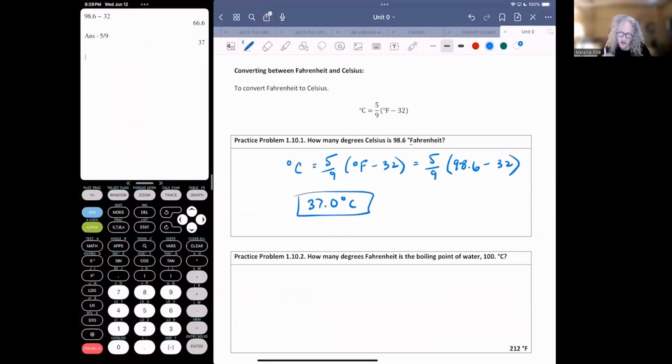Now I want you to solve problem number 2. Pause the video, solve it, and then come back to check your answer.